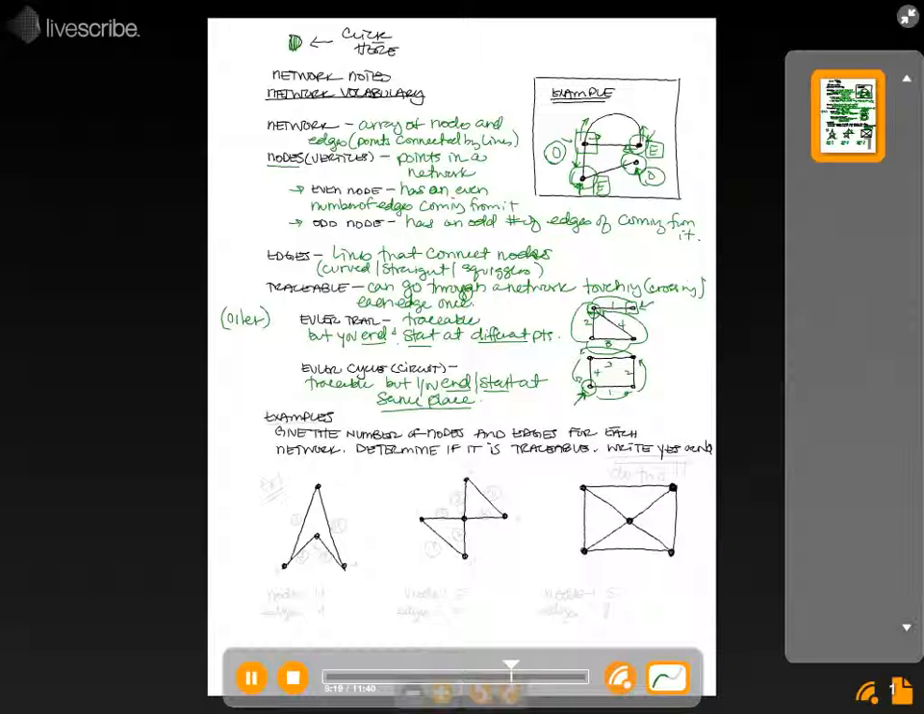Okay, we've got 3 examples down here before we finish this video, and the directions say to give the number of nodes and edges for each network, determine if it is traceable, and write yes or no.